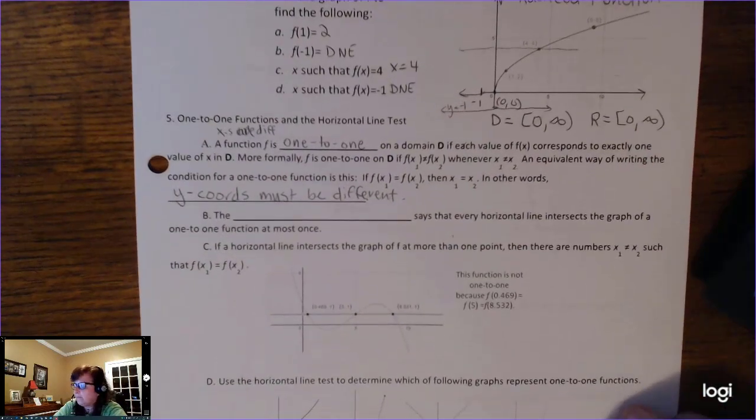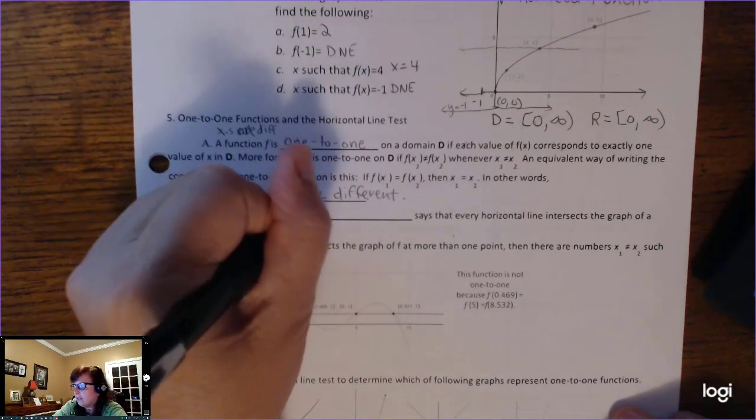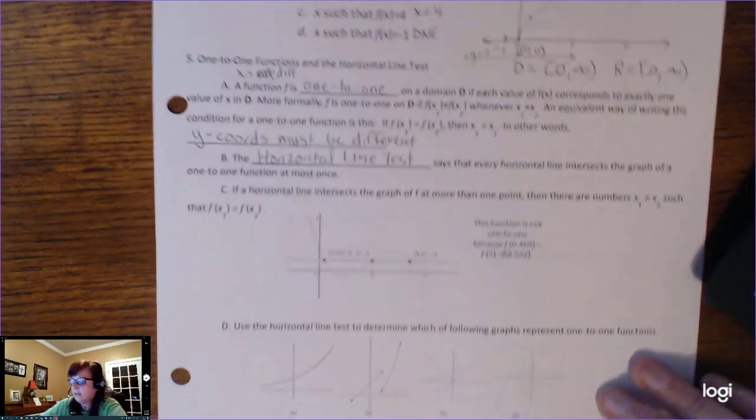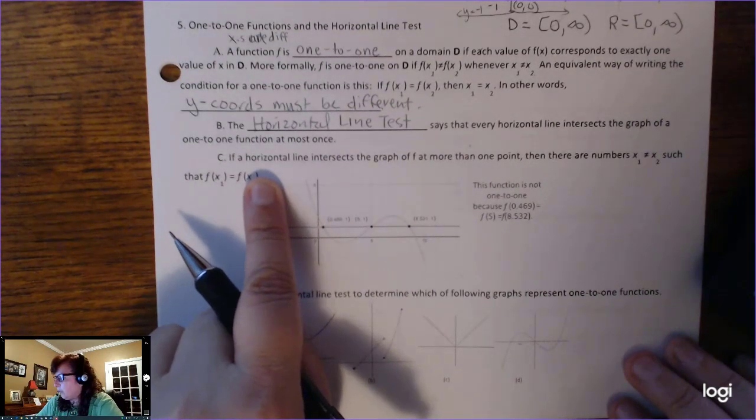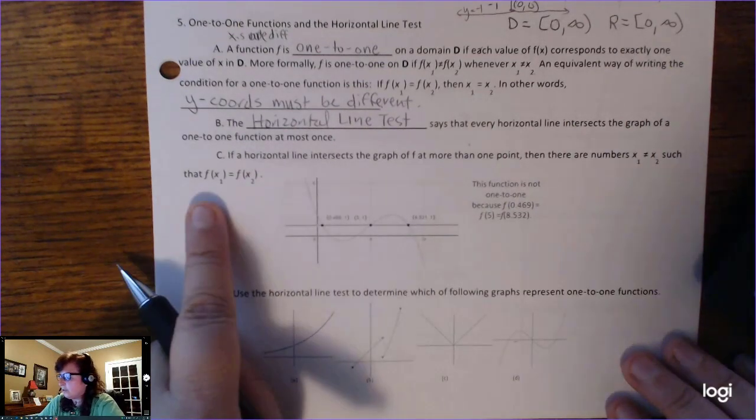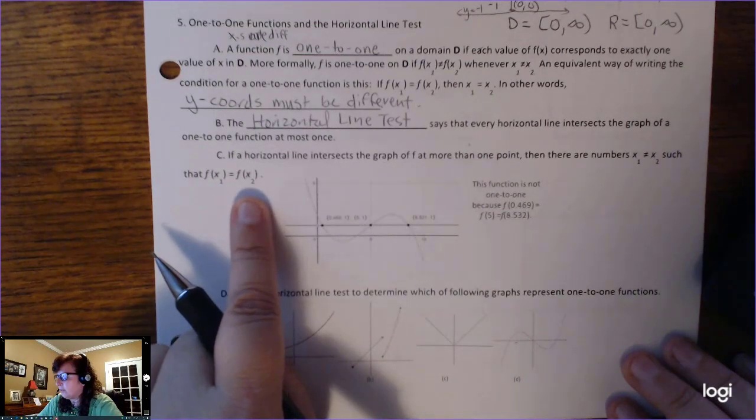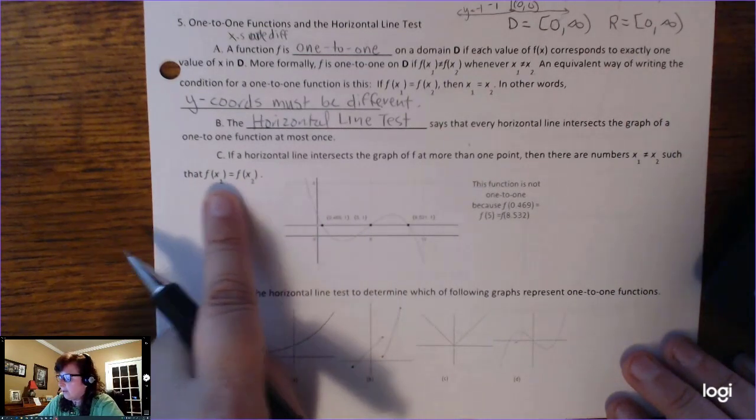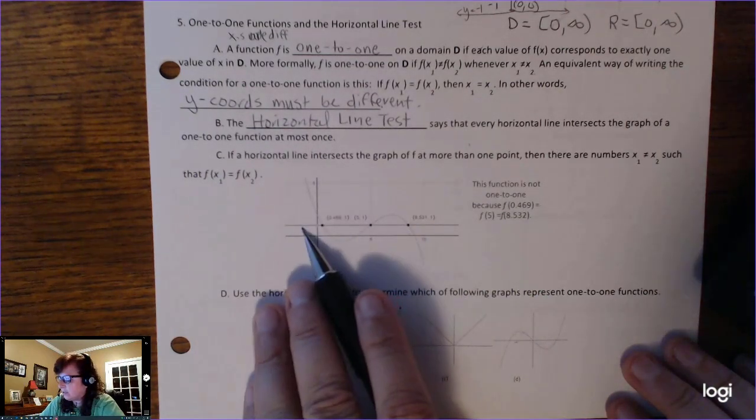Alright, the horizontal line test is what you use to tell if something is one-to-one or not. Okay, so if a horizontal line intersects the graph of f at more than one point, then there are numbers x1 does not equal x2 such that f of x1 equals f of x2. That means that if these are equal to each other, then these can't equal each other. So basically it's just saying use the horizontal line test.